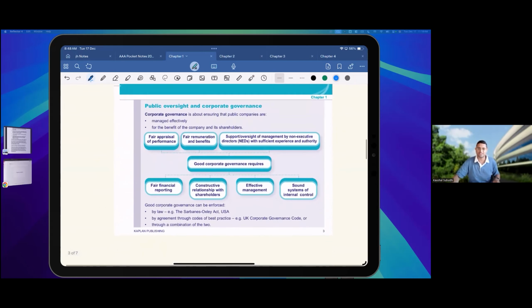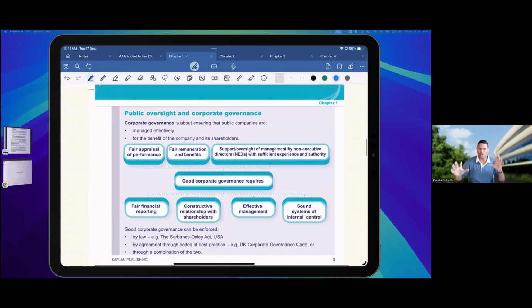Now, moving on to the next slide over here, we are looking at PC. We don't call it as PCAOB.